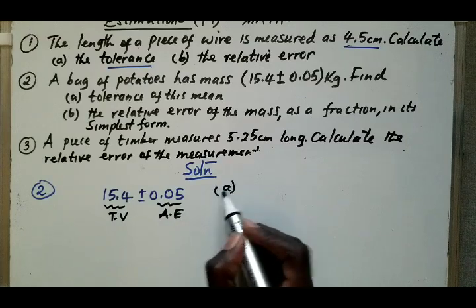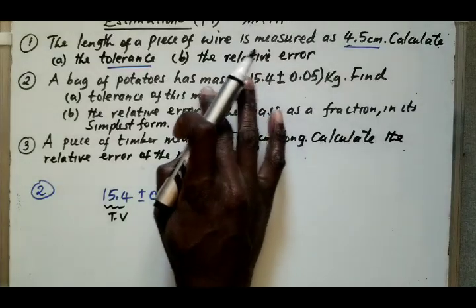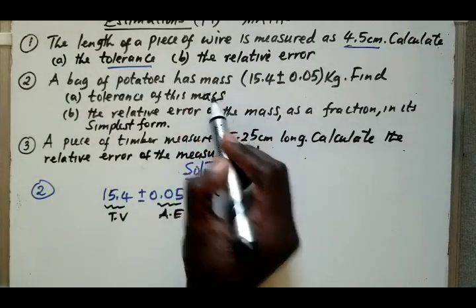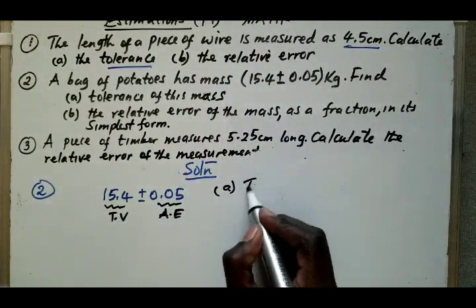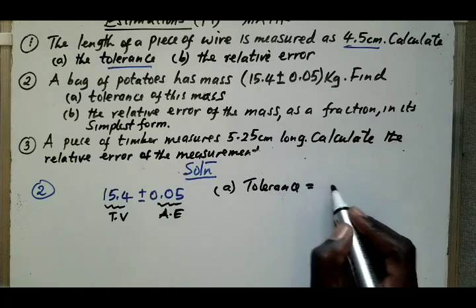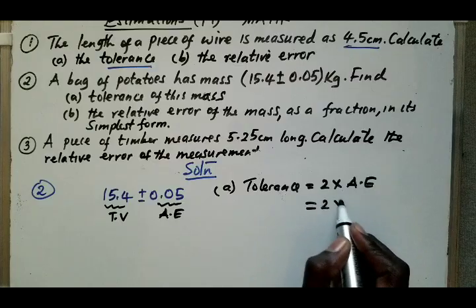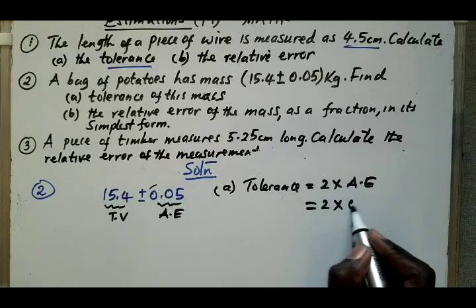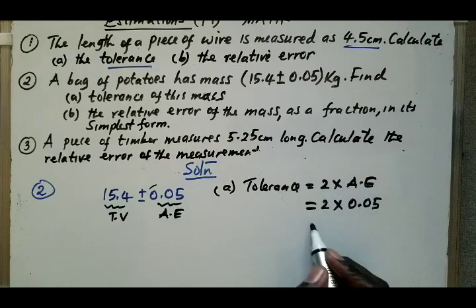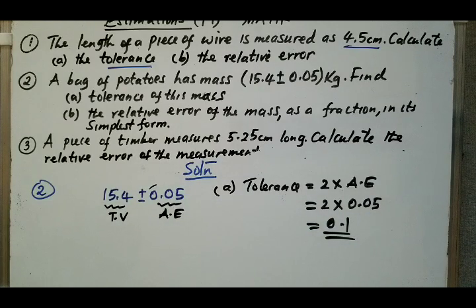The first one says, find the tolerance of this mass. The easiest way: since you know the absolute error, the tolerance is 2 times the absolute error. So it will be 2 times 0.05, and when you multiply that, like our previous one, it will give you just 0.1. I hope we are together.